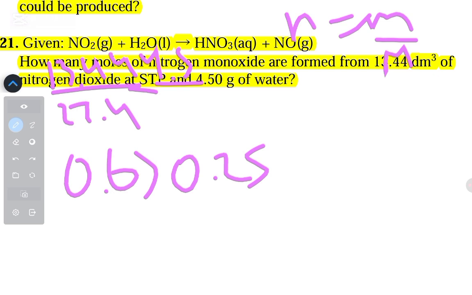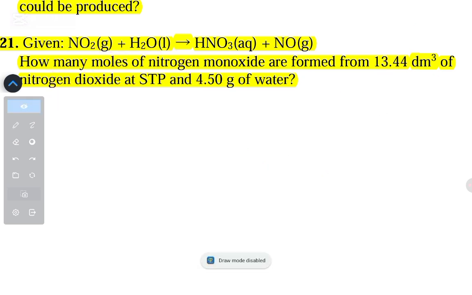Okay, how many moles of nitrogen monoxide are formed from 13.44 decimeter cube of nitrogen dioxide and 4.5 gram of water? Wait, what are they asking? Okay. The ratio of nitrogen monoxide to nitrogen dioxide and water is 1 to 1. You get 0.6. Wait, 1 second.